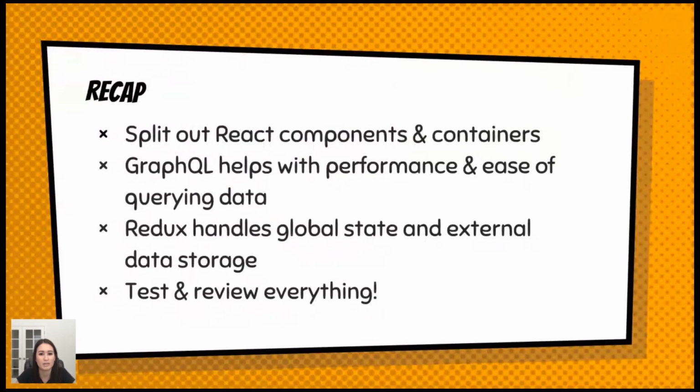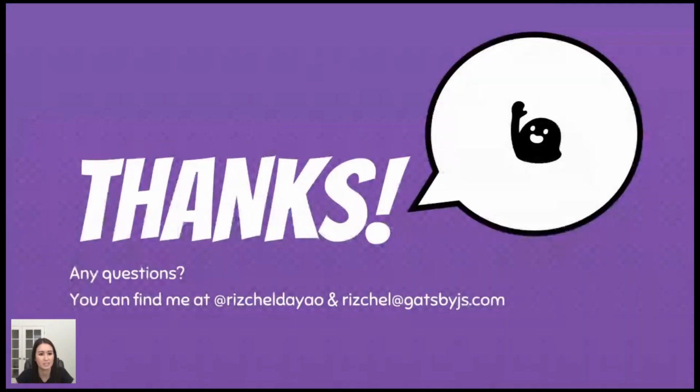So this is a quick recap of what I talked about. Splitting out your components and containers, using GraphQL to help with performance, and then Redux for handling global state and external data storage, and then just testing and reviewing everything.